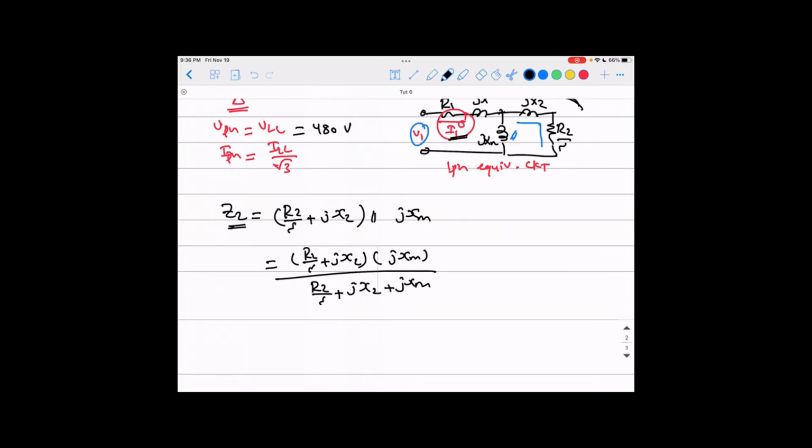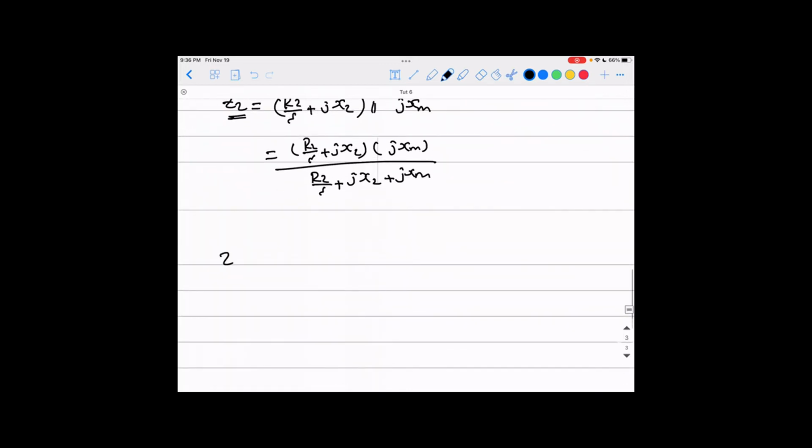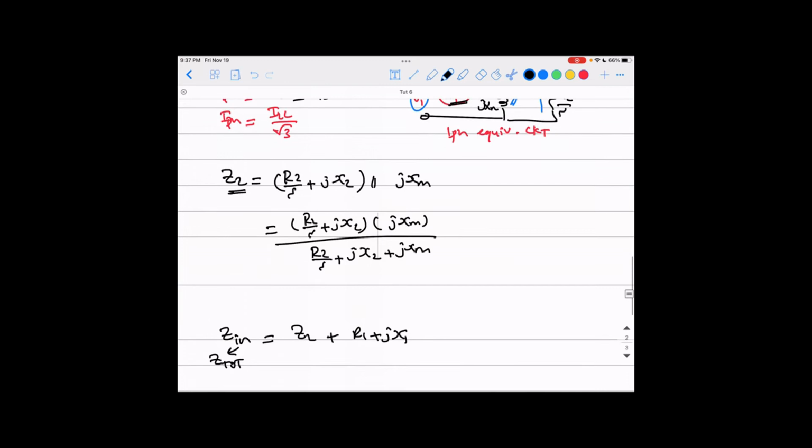Okay? And after you have this, the total impedance of the circuit, called the input impedance, will be Z2, which is just as given, plus R1 plus jX1. Okay? For this, you need to have a calculator that deals directly with complex numbers. Otherwise, you'll be taking ages to solve this. Okay? So it's not mandatory, but it's really, really recommended. It will save you a lot of time.